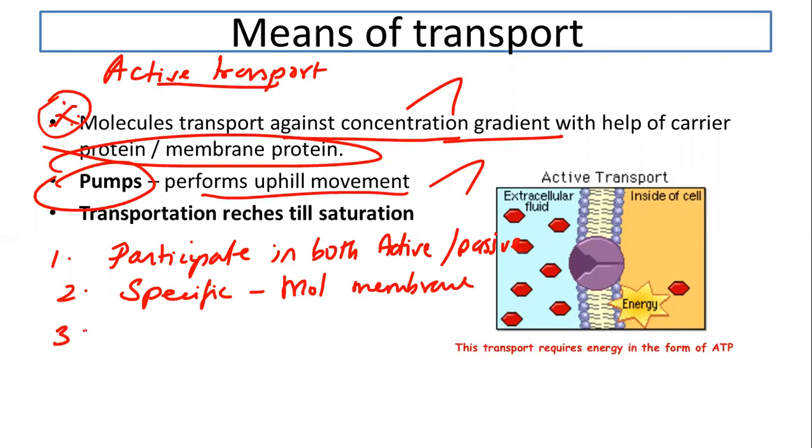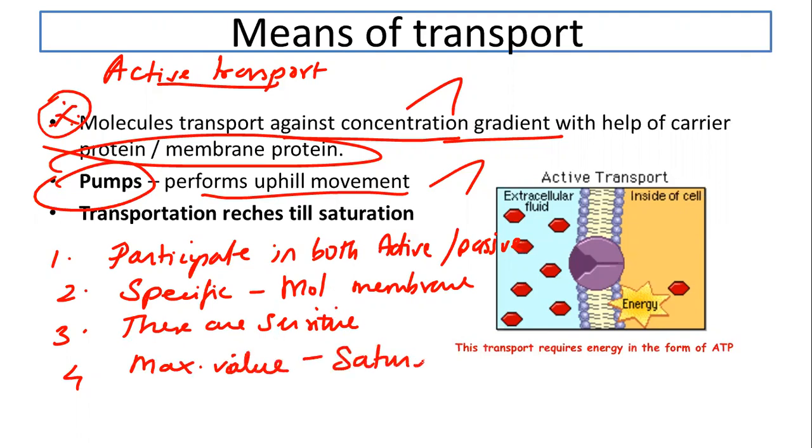The third one is that they are sensitive to inhibitors. That means once the inhibitors are there, the transport will automatically be stopped. They react with protein side chains. The last one is that if all protein transporters are involved, the transport rate reaches the maximum value, and that is called saturation. This is one important question which has been asked multiple times in NEET. What is saturation?